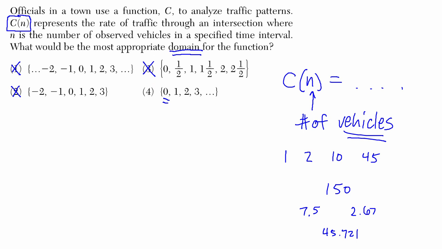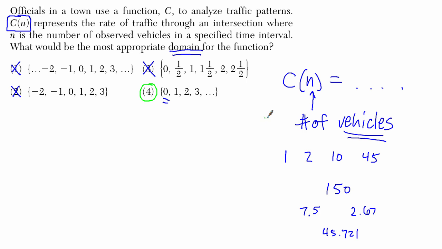So we're left with answer choice number 4 as the correct option because we have whole numbers 1, 2, 3, and the ... just means 4, 5, 6, 7, 8, 9, 10, all the way up to infinity. And we could also have 0 cars. We can't have fractions, we can't have decimals, and we can't have negative cars going through the intersection.